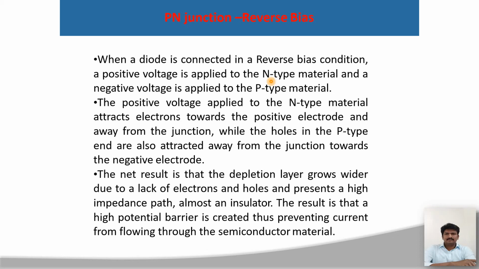Here, when the diode is connected in the reverse bias condition, a positive voltage is applied to the N-type material and a negative voltage is applied to the P-type material. The positive voltage applied to the N-type material attracts electrons towards the positive electrode and away from the junction, while the holes in the P-type end are also attracted away from the junction towards the negative electrode. The net result is the depletion layer grows wider due to lack of electrons and holes and presents a high impedance path, almost an insulator.